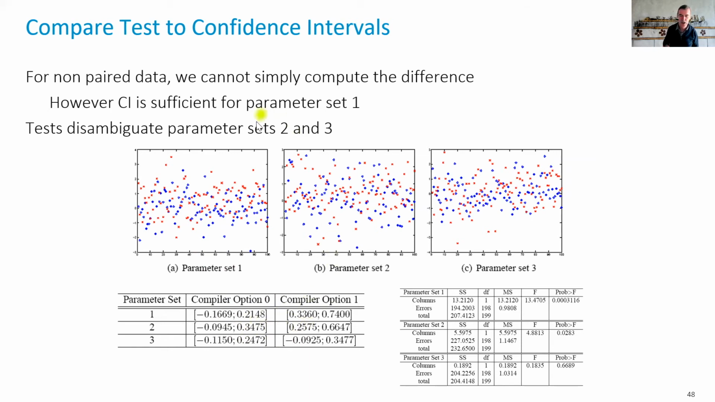So it is really in the case of parameter set two that the test was able to disambiguate, which is, by the way, when the p-value is small, but not very small. So a test, in some sense, is useful in those boundary cases where you're not too sure and you want to rely on something that gives you more certainty.